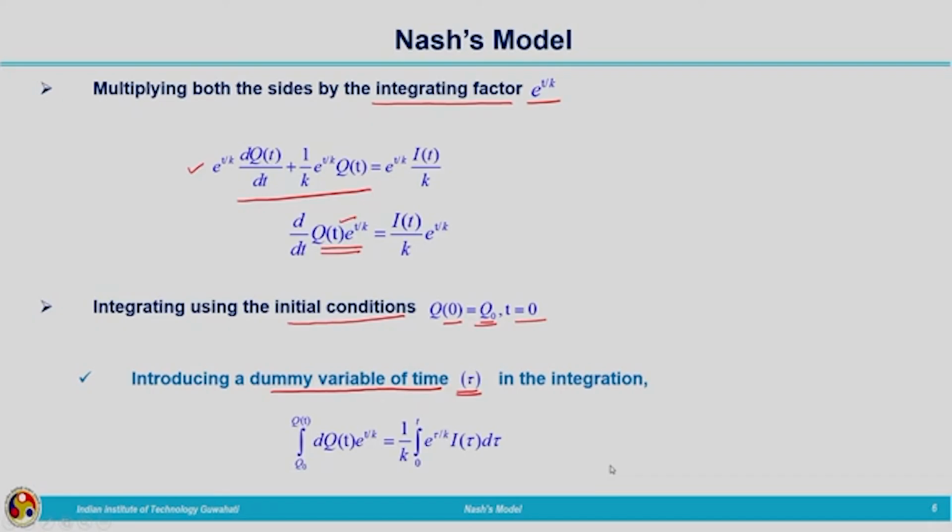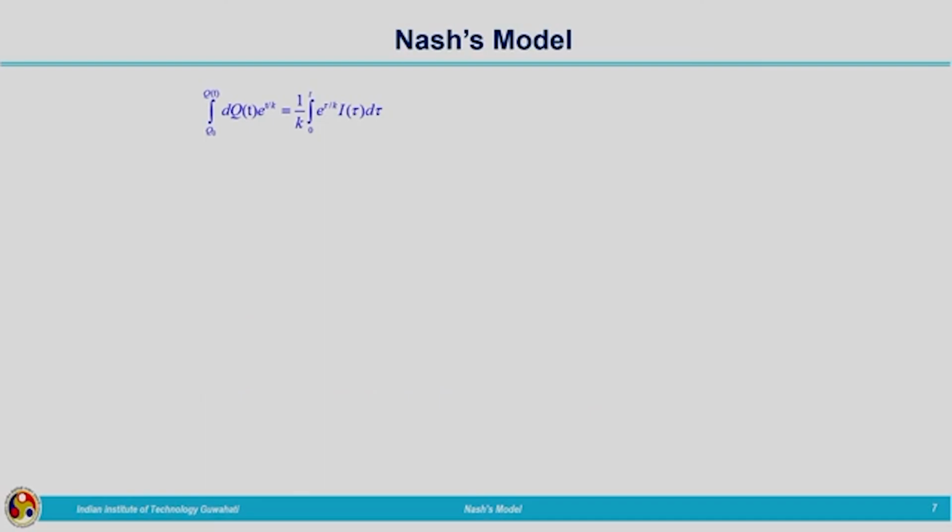So, this equation can be modified like this: integral Q naught to Q of t d of Q of t e raised to t by K is equal to 1 by K integral 0 to t e raised to tau by K I of tau d tau. We have replaced t by tau. This is just a dummy variable of integration. So, the same equation is repeated here and we are going to integrate it.